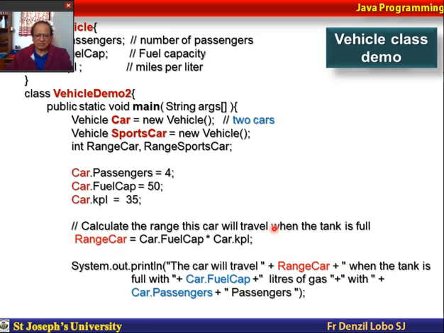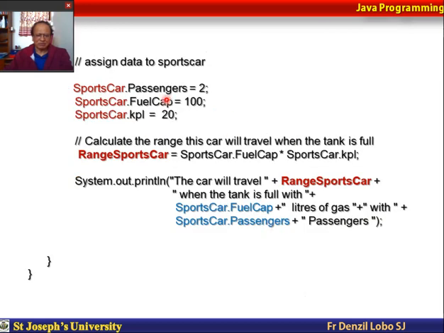Next I've got sports car. I assign 2 passengers in sports car, as usually only two passengers are there. Then the sports car fuel capacity has to be high, therefore 100. And how many kilometers per liter does the sports car run? I assign 20. Again I calculate the range of the sports car, and then display it using System.out.println.